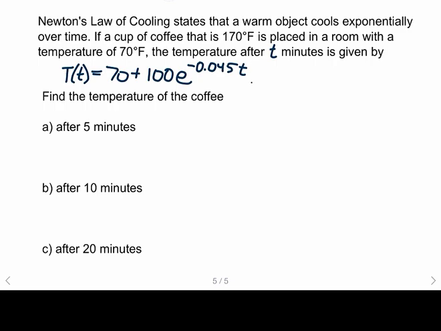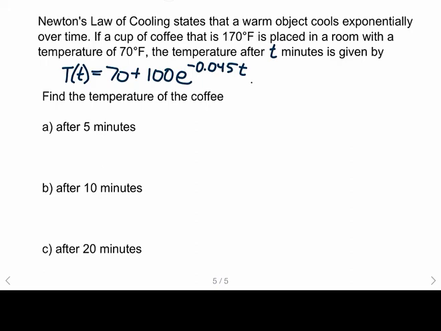Here's another one. Newton's law of cooling states that a warm object cools exponentially over time. If a cup of coffee that is 170 degrees Fahrenheit is placed in a room with a temperature of 70 degrees Fahrenheit, the temperature after t minutes is given by this function. T of t is equal to 70 plus 100e to the negative 0.045t. Do not memorize this particular function with these numbers.